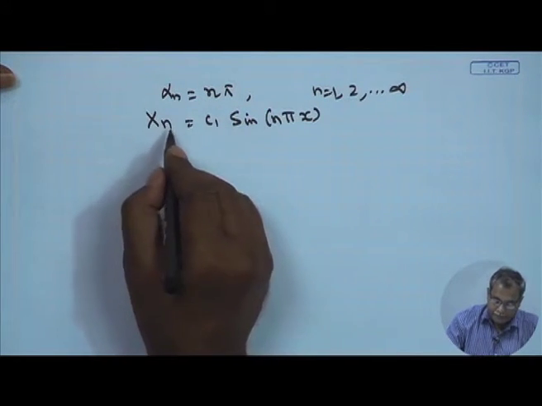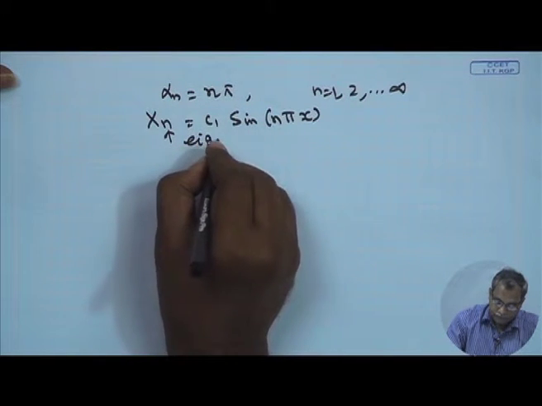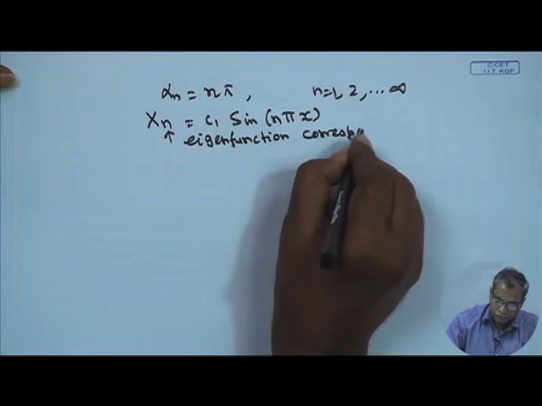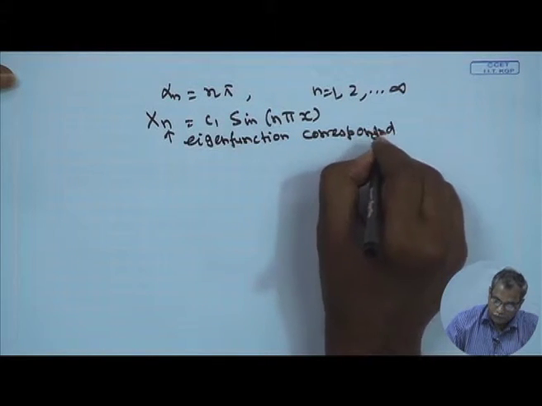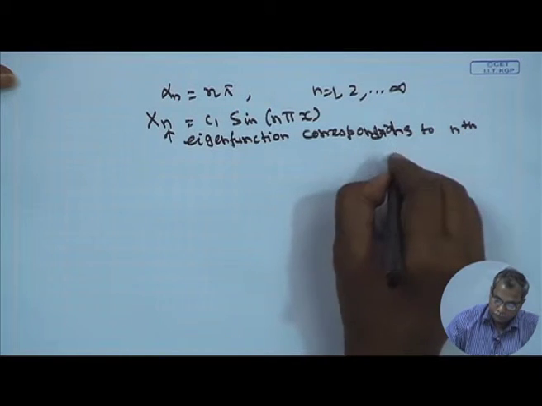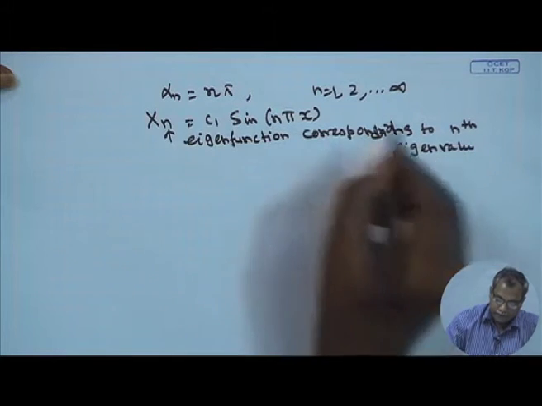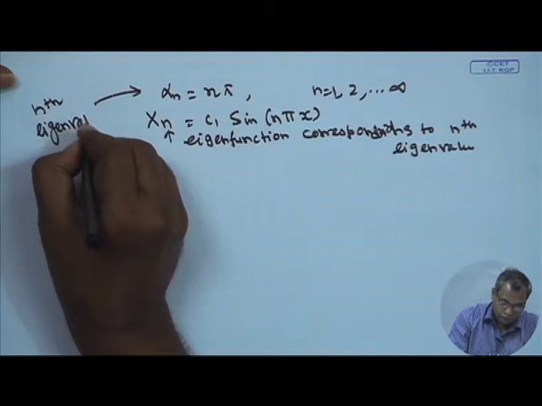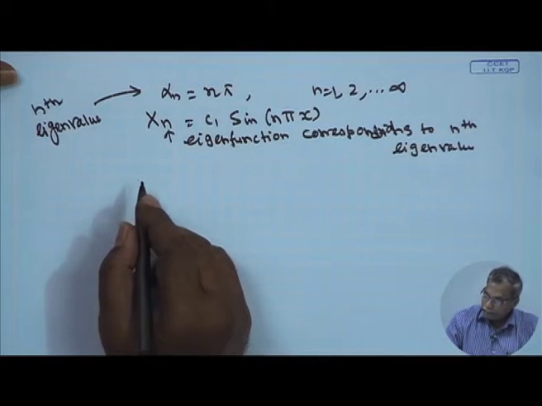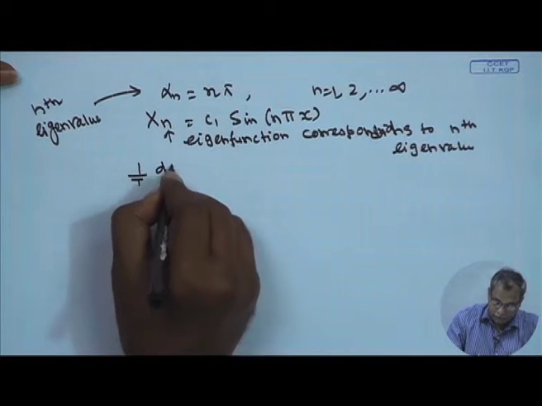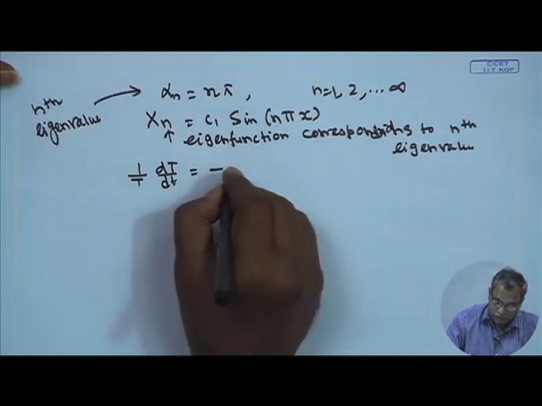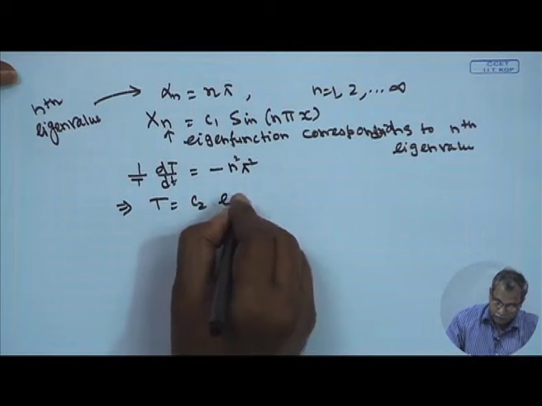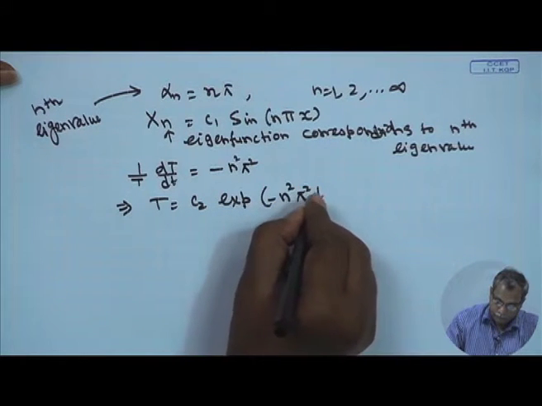Let us look into the subscript n: it corresponds to the eigenfunction corresponding to the nth eigenvalue. What is the nth eigenvalue? n pi. Now let us look into the time varying part. If you look into the time varying part, 1 over T dT by dt is equal to minus lambda n square, minus alpha n square, so it is n square pi square. So, T will be c2 exponential minus n square pi square t.